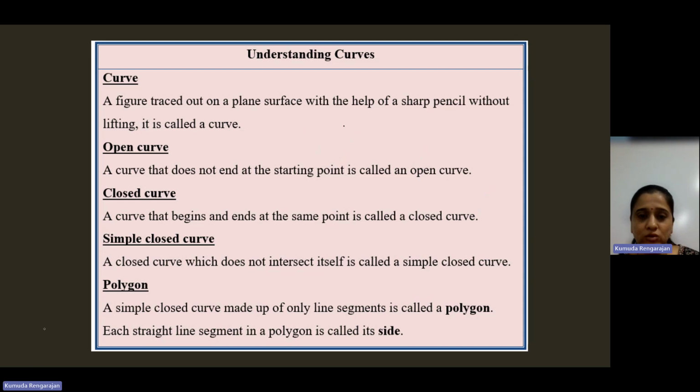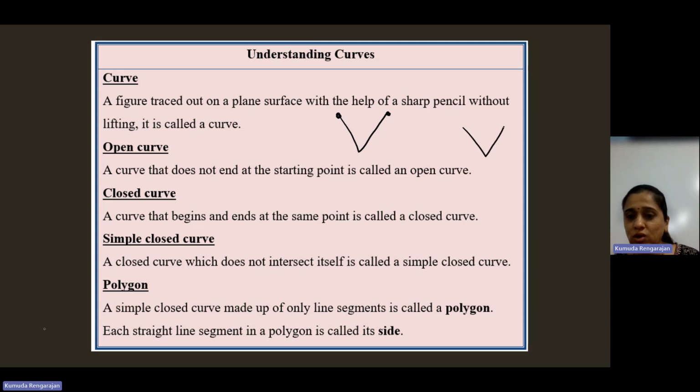So yes, you are able to do this without lifting the writing instrument. So it is a curve. Next, this is the starting point. This is the ending point. They are different. So it's an open curve, because the starting point and the ending point are different. It's not the same. So it's an open curve.